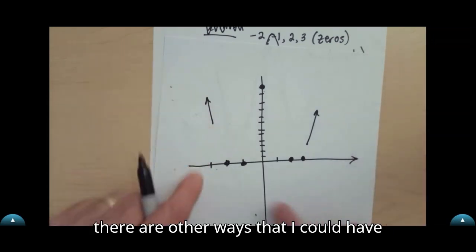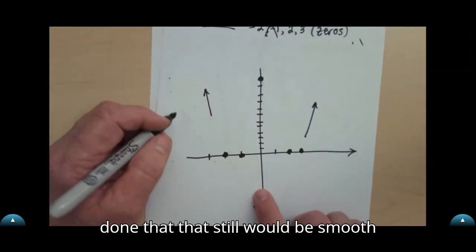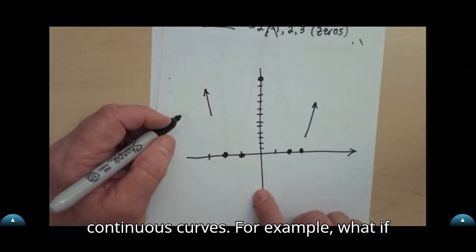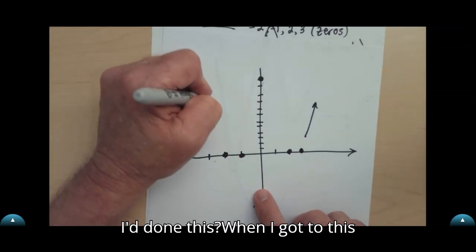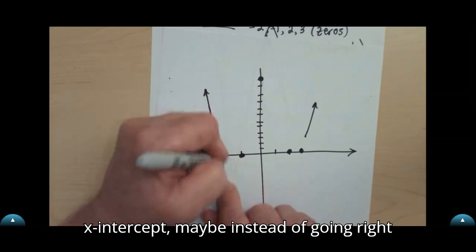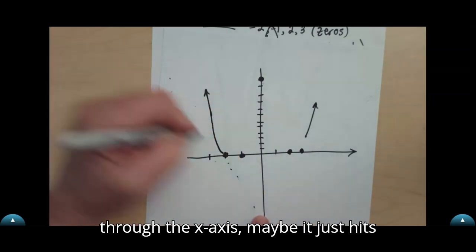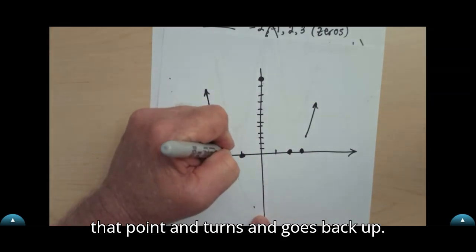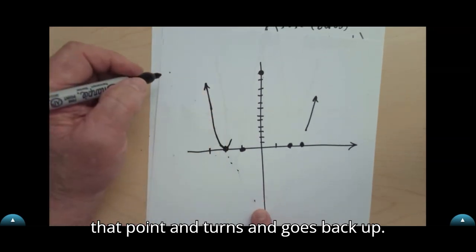But there are other ways that I could have done that that still would be smooth, continuous curves. For example, what if I'd done this? When I got to this x-intercept, maybe instead of going right through the x-axis, maybe it just hits that point and turns and goes back up.